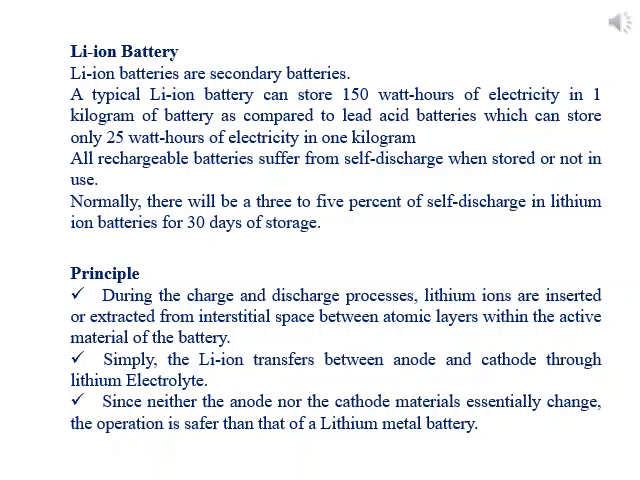Now let us discuss the principle on which the lithium ion battery works. Here we have anode and cathodic materials which have a layer structure, and lithium atoms can be inserted between the layers. Normally, what is happening during the charge and discharge process here is that lithium atoms are either extracted or inserted from the interstitial spaces of the atomic layers within the active material of the battery. Here, simply lithium ions transfer between anode and cathode through the lithium electrolyte. Since neither the anode nor the cathode materials essentially change, the operation is safer than that of a lithium metal battery.